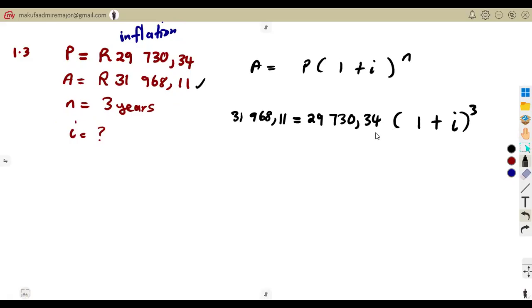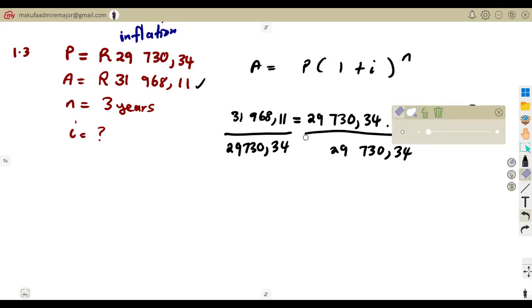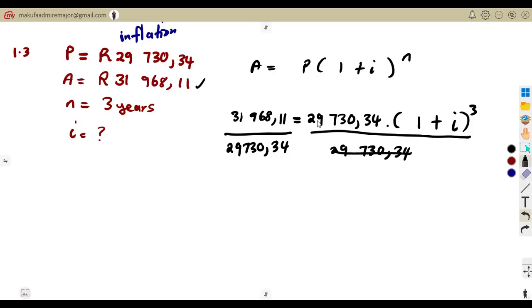What can we do? It's a product there. So simply divide by 29,730.34. You do the same thing this side, 29,730.34. Take note, we've got our equal sign there. So these two can cancel. As they cancel, you are remaining with 1 plus I raised to the exponent of 3. This is cancelled. So what were you going to do with the exponent of 3?